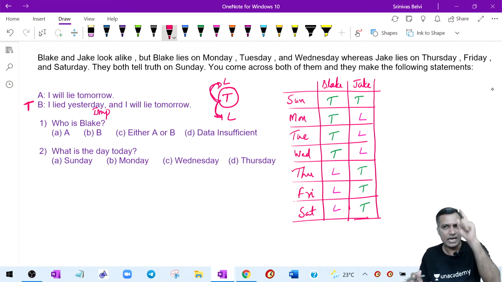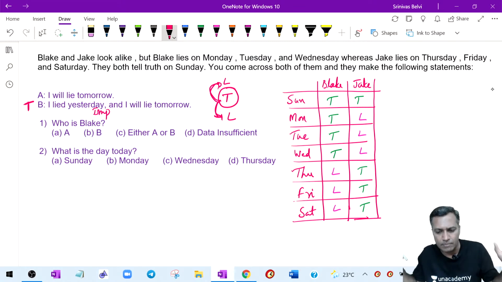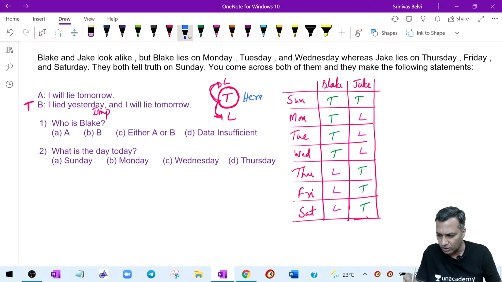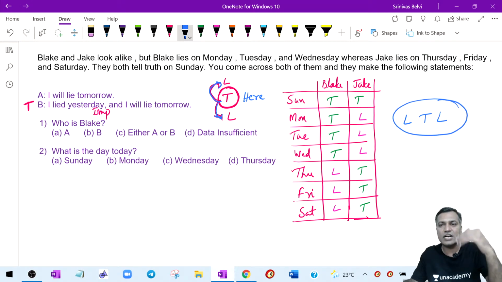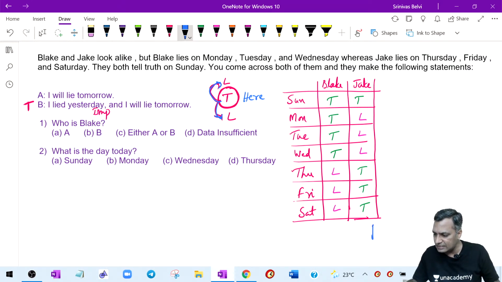It catches your eye that B is impossible to be true for a simple reason. If B is telling the truth, whoever this character is, what is he trying to say? Today he is telling the truth; yesterday he lied and tomorrow he is going to lie. That's not possible. Why? Because if they are lying, they lie back to back for 2-3 days, and if they are telling the truth, they tell it back to back for a few days. They are not alternating, lie, true, lie. Such a pattern is not there, either with Jake or with Blake.